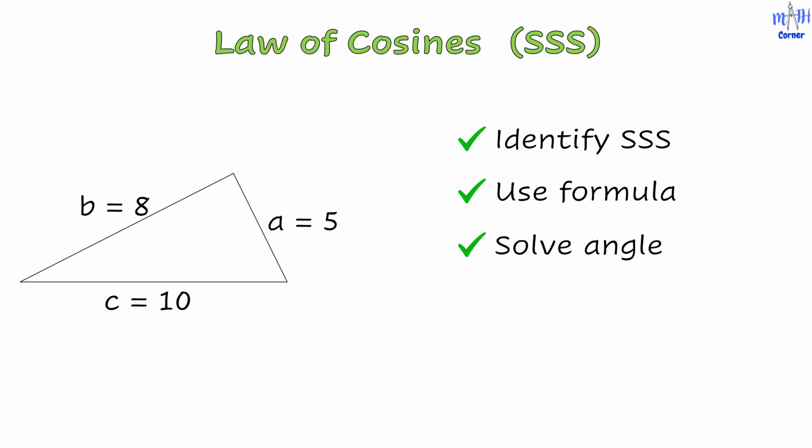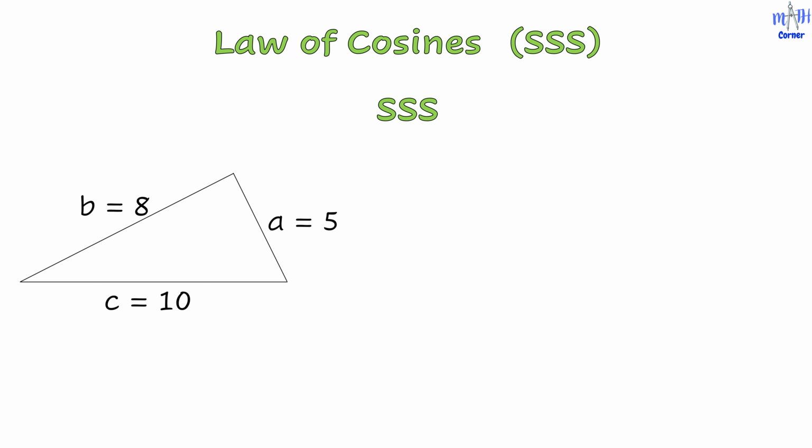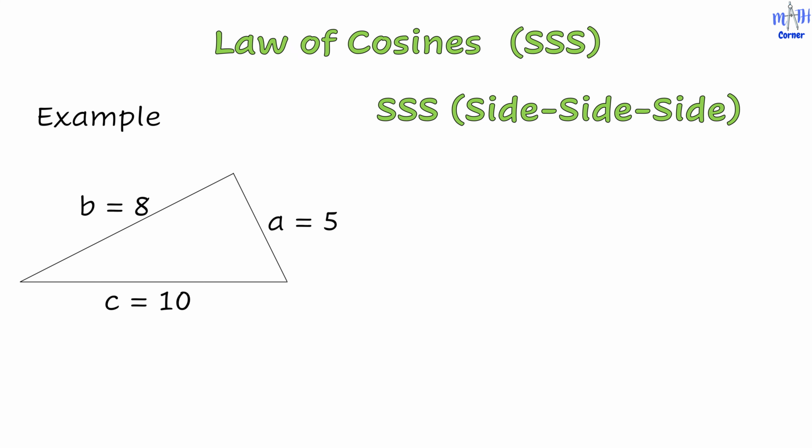Let's begin. SSS means side, side, side. That means all three sides of the triangle are known. For example, side A equals 5, side B equals 8, and side C equals 10. But the angles are missing.